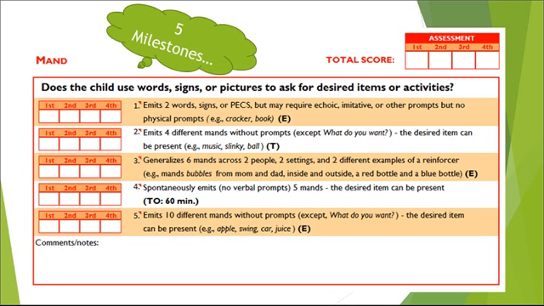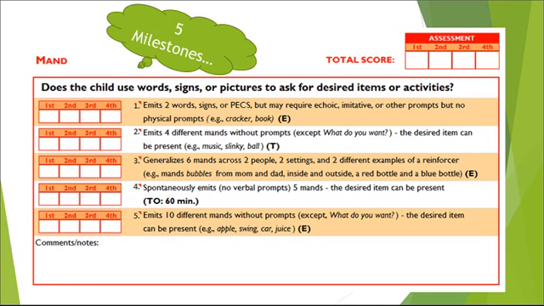And the child will say cracker. Or maybe the dad has to hold up a book and present the American Sign Language sign for book, and the child will imitate that sign to ask for the book. So things like that. And it goes on from there. So it increases in number: emits 4 different mands, generalizes 6 mands, spontaneously emits 5 mands, emits 10 different mands. It goes up in number, and then also goes up in complexity.